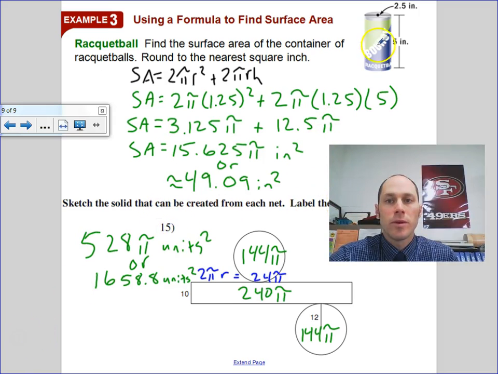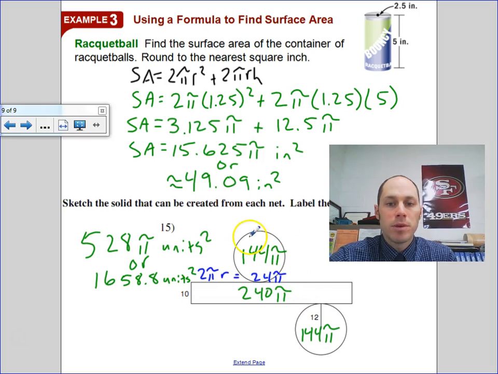Plug those in and restart the video when you're ready to see the solutions. Okay, so as we take a look at the racquetball surface area, we've got 2 pi r squared. Radius is 1.25 inches, since it's half the diameter, plus 2 pi r h, height being 5. We simplify that down, and I get 15.625 pi inches squared. That's the exact value, or approximately 49.09 inches squared.